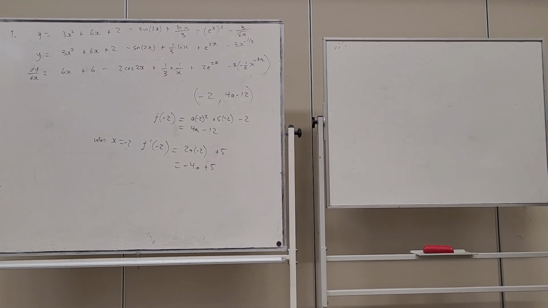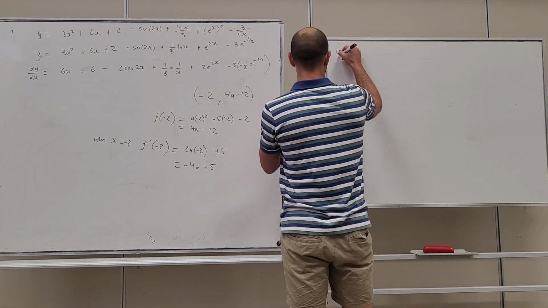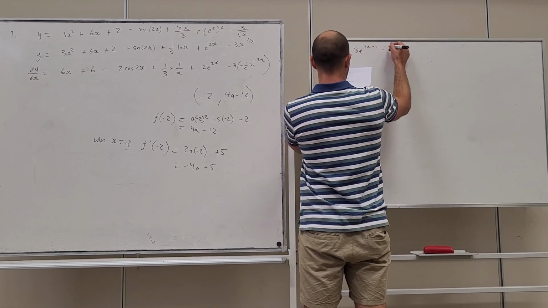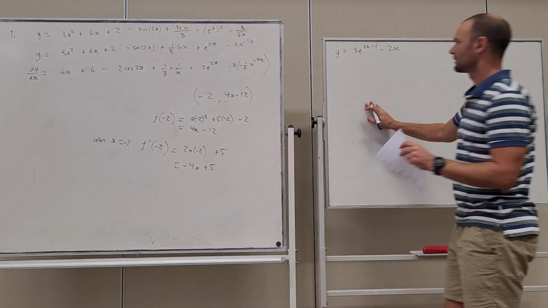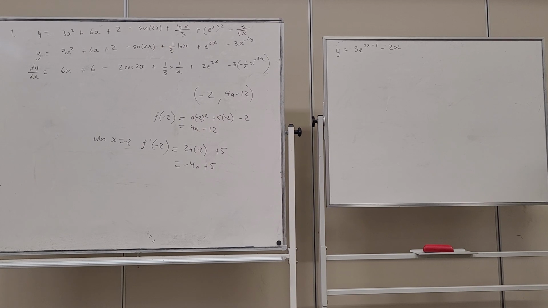So, and I've got a horizontal slope here as well. We have y equals 3e to the 2x take 1, take away 2x. That's a function we're presented with. Find the exact value of x such that the slope is horizontal. So find the x value given the slope is horizontal.